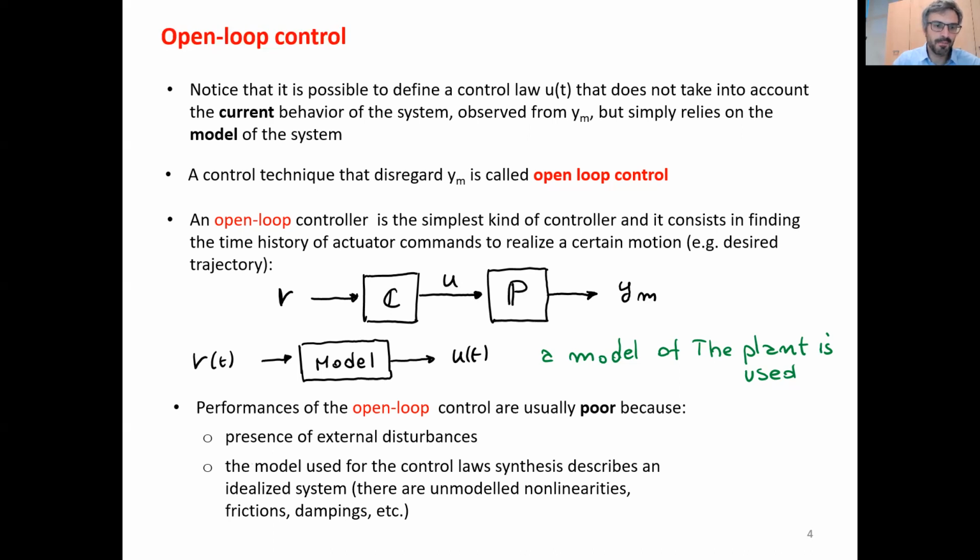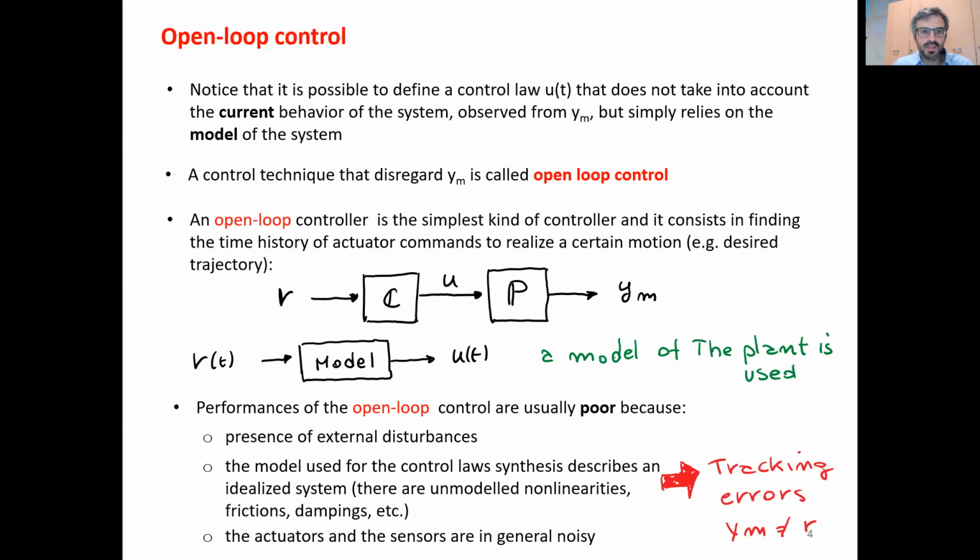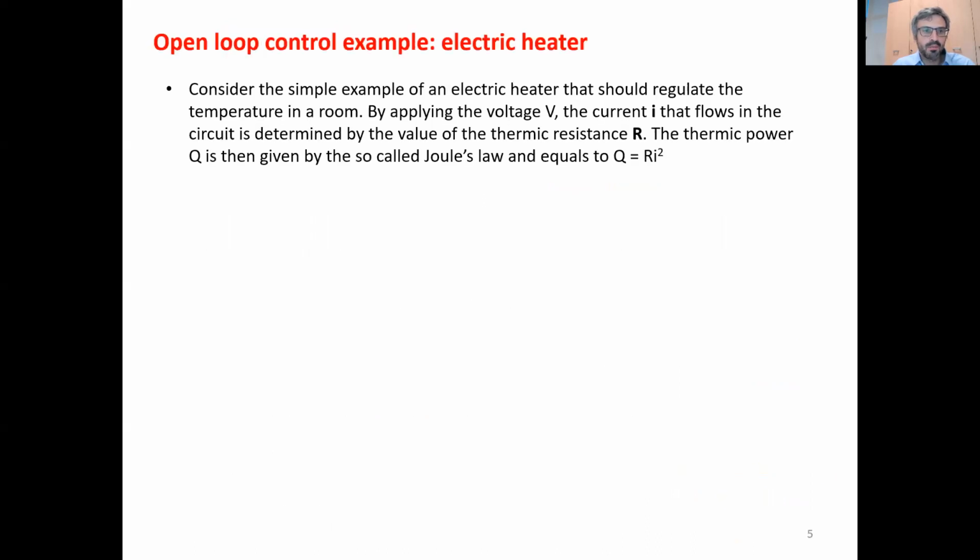So open loop control, not good for us at least. Also, sensors and actuators have non-idealities, they are noisy, so these are other sources of disturbance, internal ones. And all these elements create tracking errors, so they make ym drift away from r.